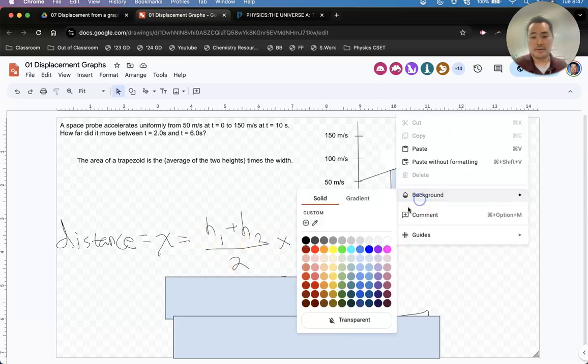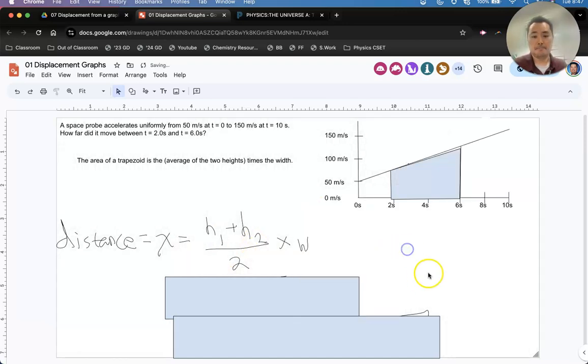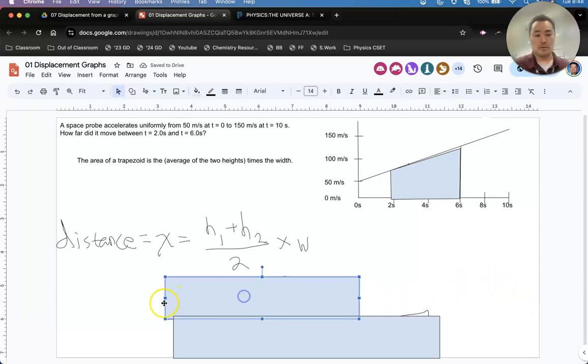I'm going to get rid of this background so it's easier to see. So once you know the formula, you just plug in. A lot easier to do than the other physics formulas. No square roots, no exponents. Just add, divide, and multiply. So our x is going to be 75 plus 125.